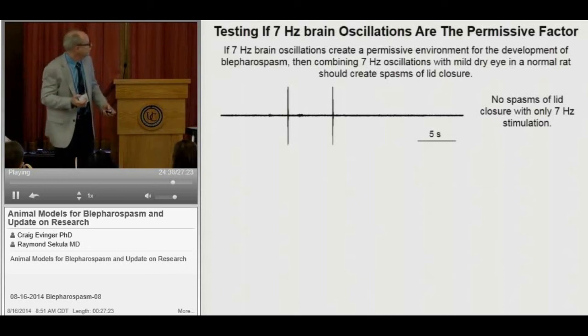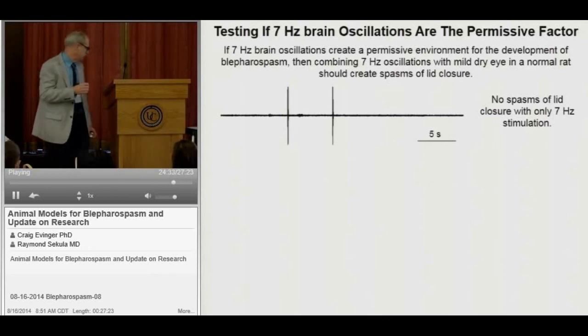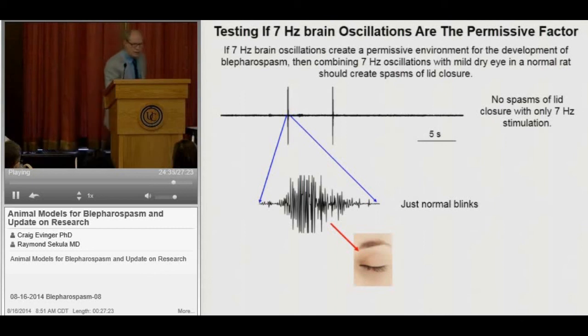What you actually get are standard blinks. So this is, at a very slow time scale, the activity of the orbicularis oculi, that lid closing muscle, which you've heard Dr. Setko and Dr. Hallett both talk about, in a rat. And this is just a spontaneous blink. He's just wandering around his cage, and you can see this blink, and this is expanded. And these are just normal blinks. No big deal.